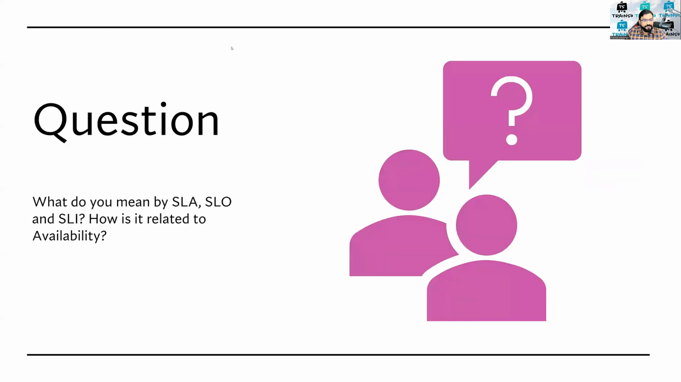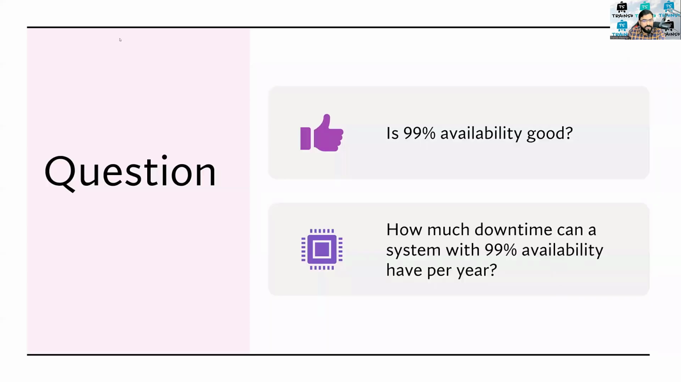So, quick question. How many of you know about these terms called SLA, SLO, and SLI? And how is it related to availability? Okay, service level agreement, an agreement with the client or customer. Okay, another question. Is 99% availability a good thing or a bad thing? Okay, people are telling it is a good thing.